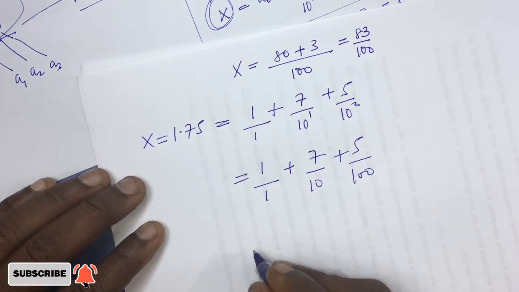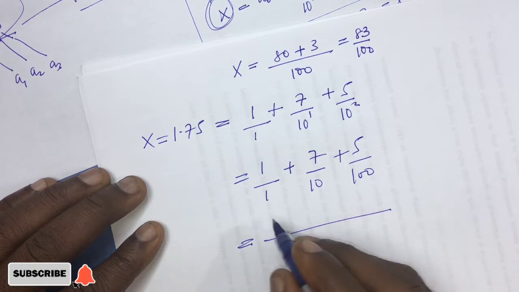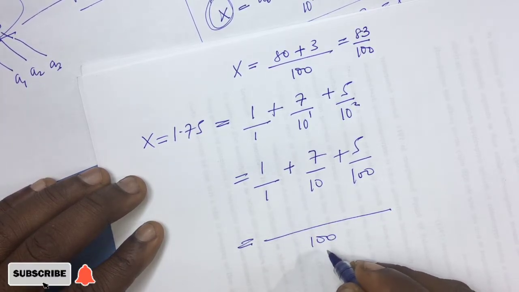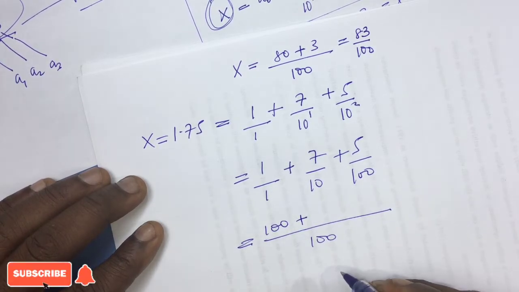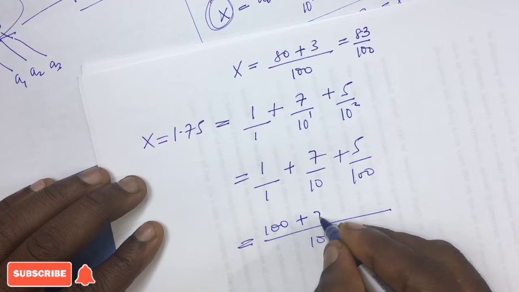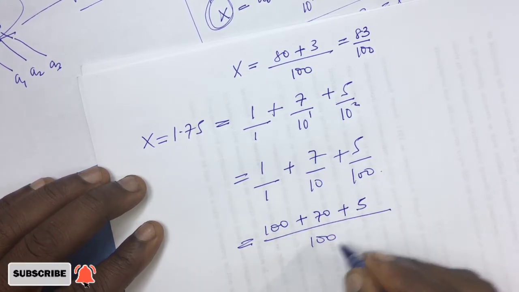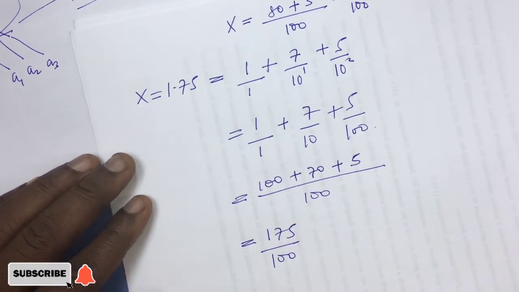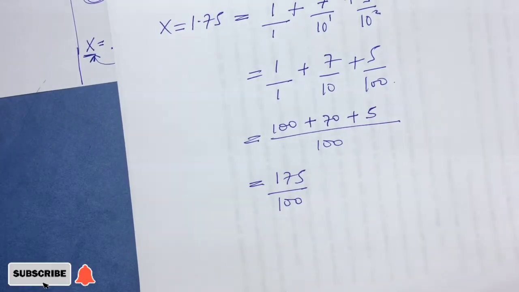Now what is the LCM of 1, 10, and 100? The LCM of 1, 10, and 100 is 100. So 1 into 100 is 1, 100 times 1 is 100. Okay? Plus 10 into 100 is 10, 10 times 7 will give you 70. Then 100 into 100 is 1, 1 times 5 will give you 5. So this gives you 175 all over 100. So this is how you get the number, the rational number, that produced that particular decimal.